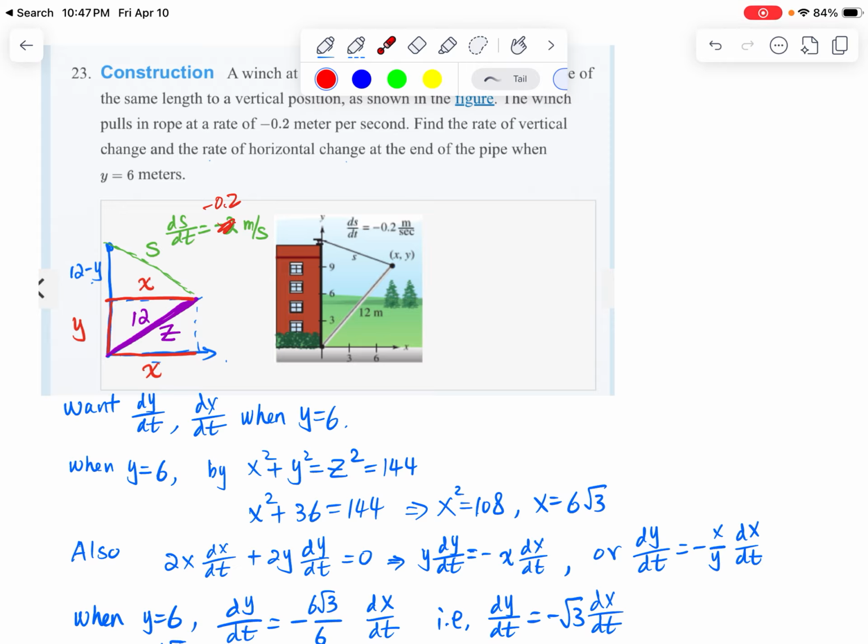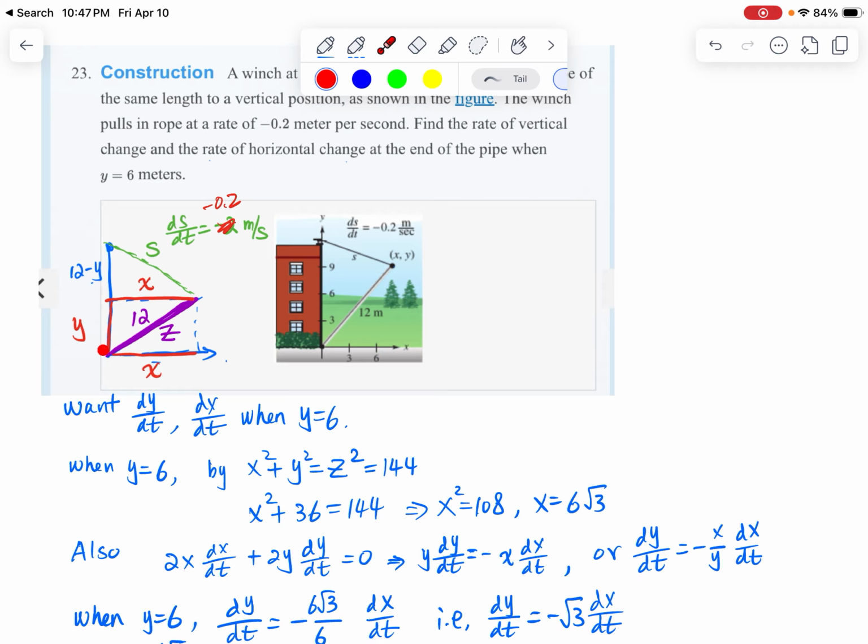And then we want the dy dt, that is, find the rate of vertical change at this moment, where the tip's vertical position, the height, is y. So we do want the dy dt. And also its x position is x, so dx dt, when y is equal to 6. Now let's take a look at when y is equal to 6.